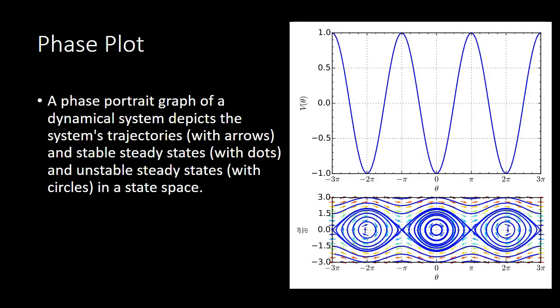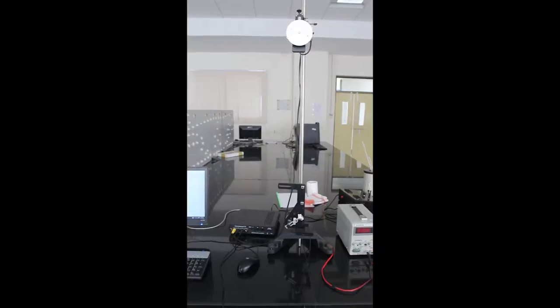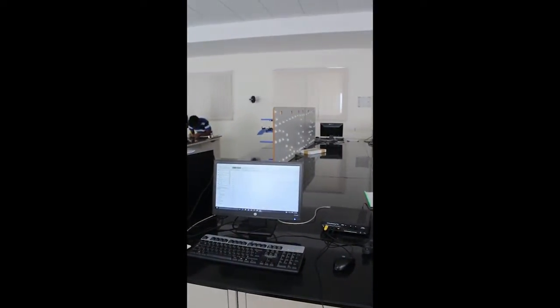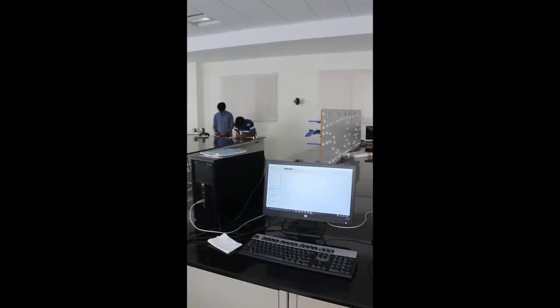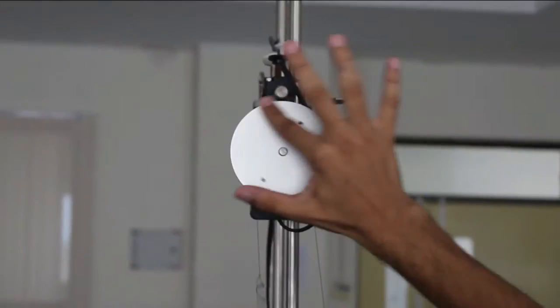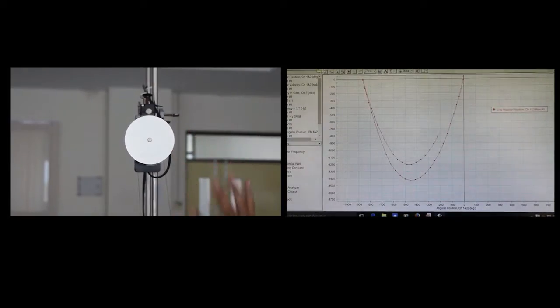Here is an example of a phase plot. In this experiment, we'll be plotting the phase plot between angular velocity and angular position. The experimental setup consists of a voltage source, a nonlinear oscillator, and a Pasco 750 for measurements. We plot the potential well by first rotating the disc, and after clicking start, we let it go.